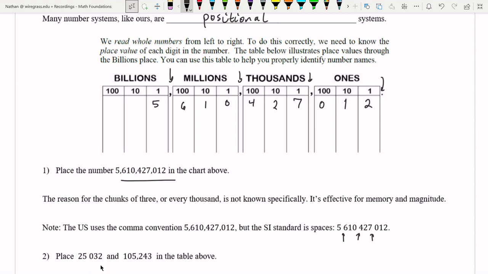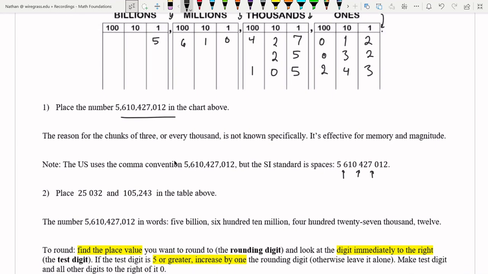Okay, let's place these 2 numbers here in this chart as well. We're going to do 2, 3, 0, 5 and a 2. So it's 25,032. And finally, the last one, I'll just write from the top to the bottom, 4, 2, 3. It's going to be 105,243. Make sure you don't say "and" in there. I get tripped up when I say "and" sometimes. "And" is not a part of how you say the number. It's reserved, again, like I said, for the decimal point.